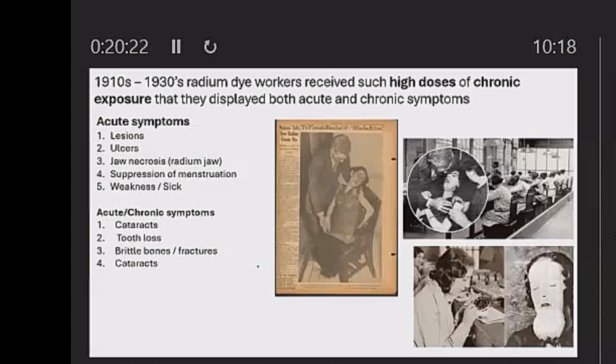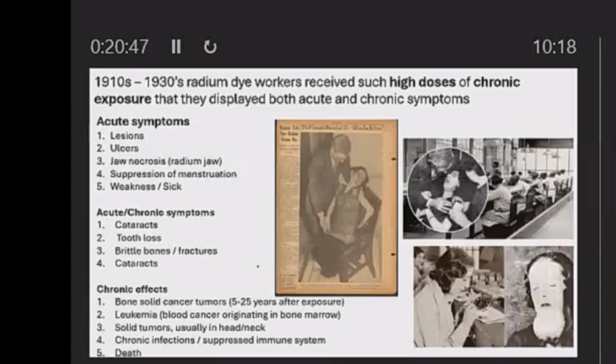Radium emits a lot of gamma rays, and they're constantly working right there. Radiation hitting their eyes, and they're going blind, right? They're getting cataracts. Tooth loss, because your teeth are bones, brittle bones, fractures, cataracts, death.